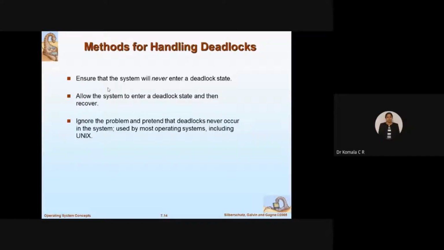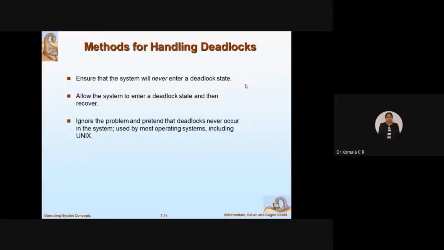So here, ensure that the system will never enter a deadlock state. How do we handle deadlocks? First of all, we'll maintain the system such that it should never enter a deadlock state. Second, if the first step is not possible, allow the system to enter a deadlock state, then recover.